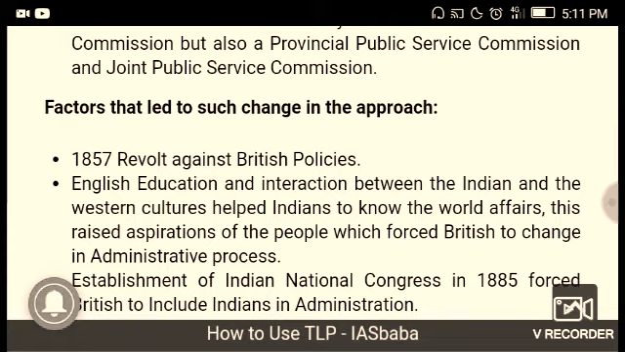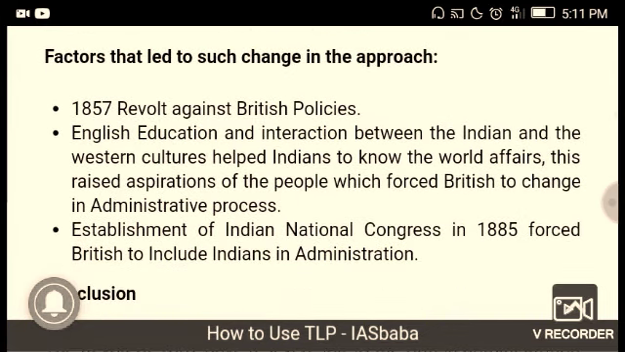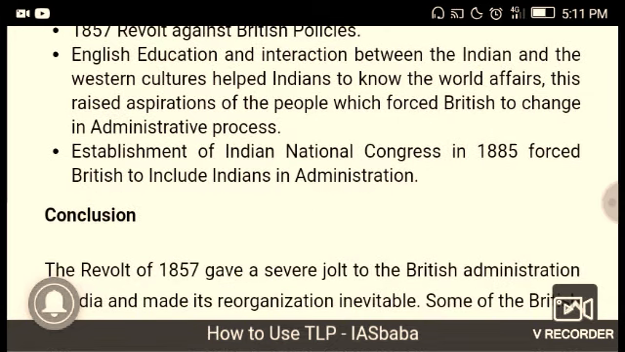Factors that led to such change in the approach. First, the 1857 revolt against British policies. Second, English education was introduced, and interaction between the Indian and Western cultures helped Indians to know world affairs, and this raised the aspirations of the people, which forced the British to change the administrative process. Third, the establishment of the Indian National Congress in 1885 forced the British to include Indians in administration.